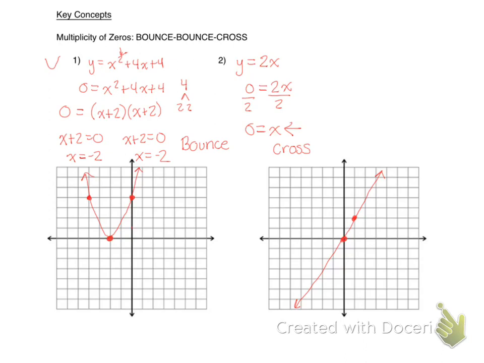So here's something you need to keep in mind. If a 0 happens an even number of times, it bounces.